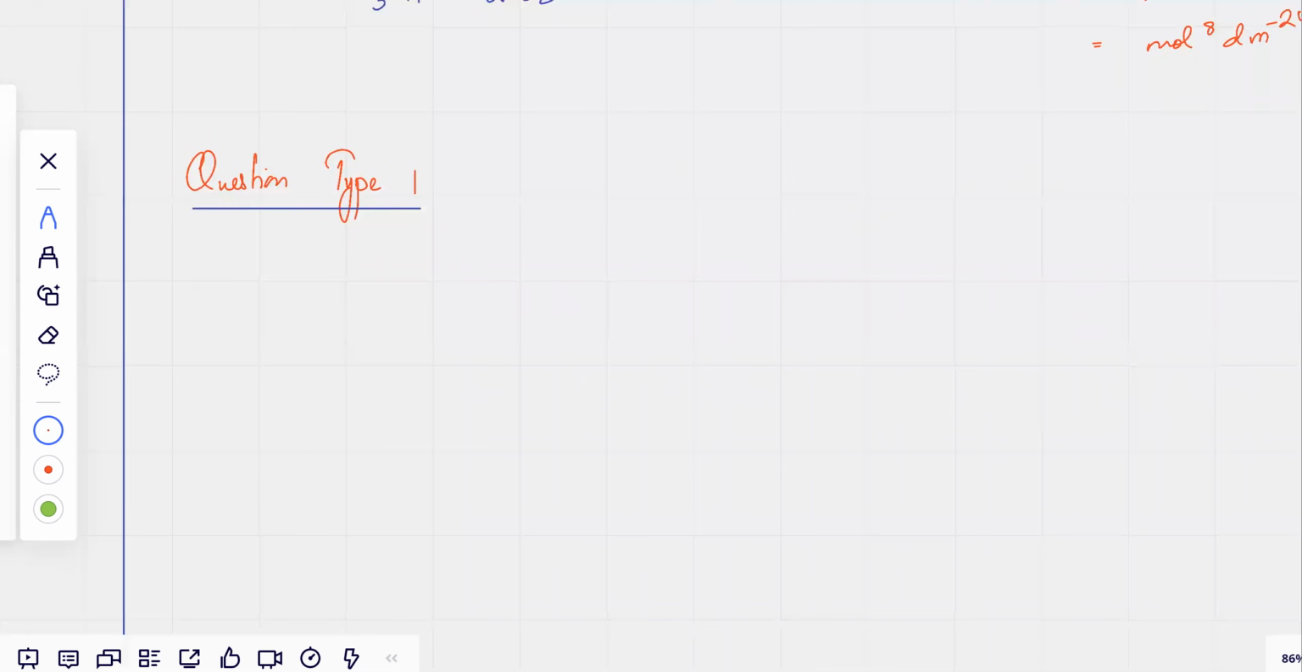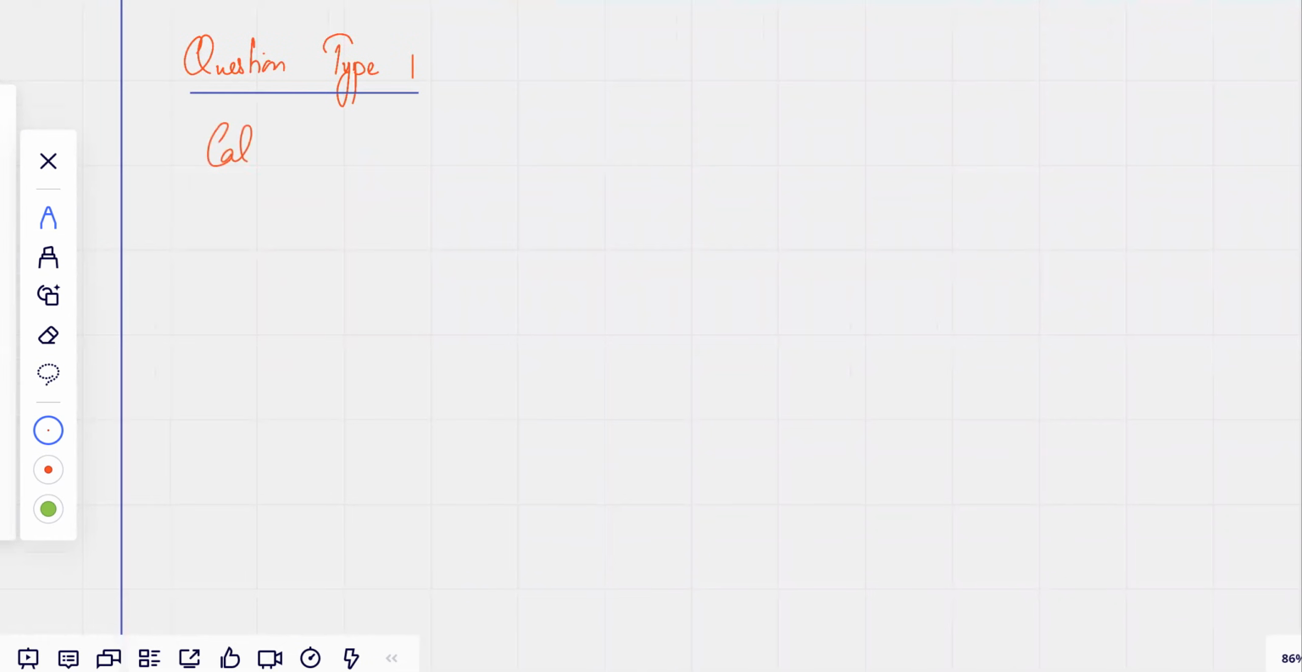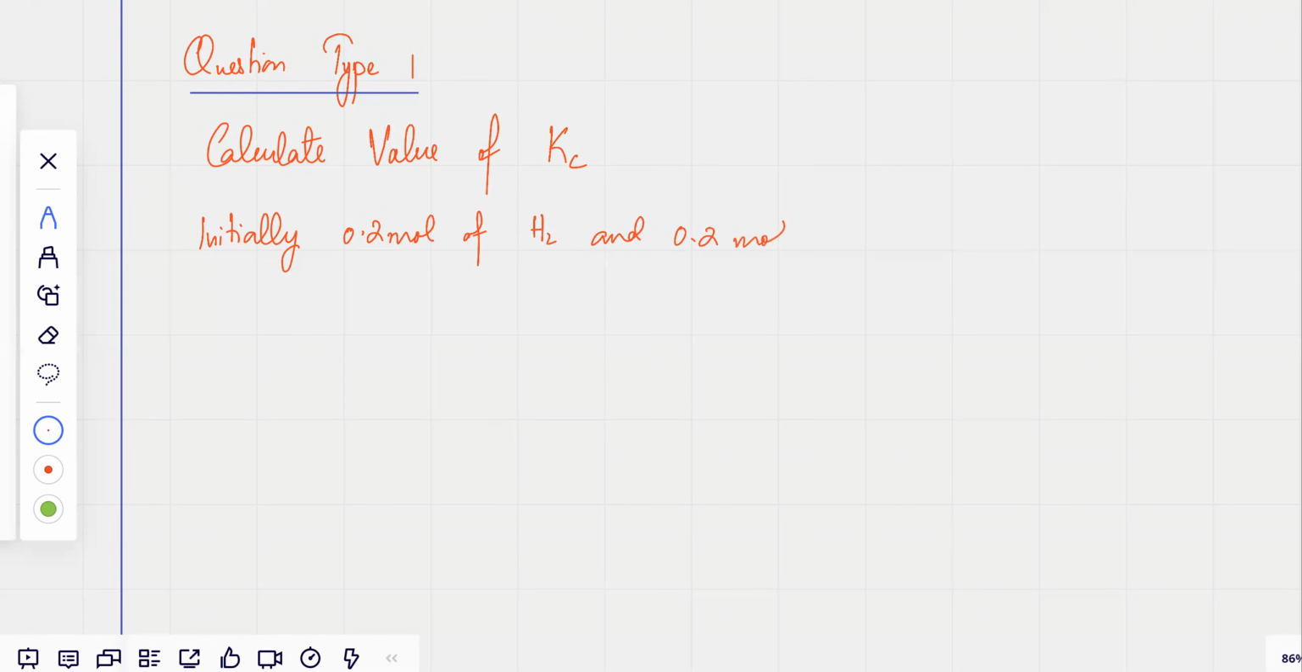So question type 1 is that you're supposed to calculate the value of Kc. Once you have the expression, you just put in the values. But the question is not always straightforward. For example, the question would be worded in this way. They're going to tell you that initially 0.2 moles of, let's say, H2 and 0.2 moles of I2 are mixed together.